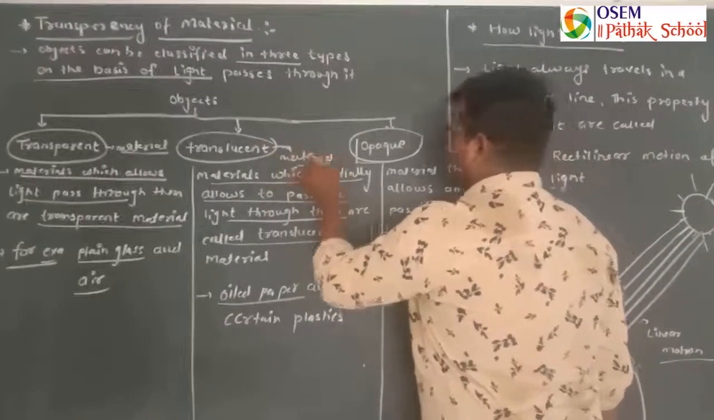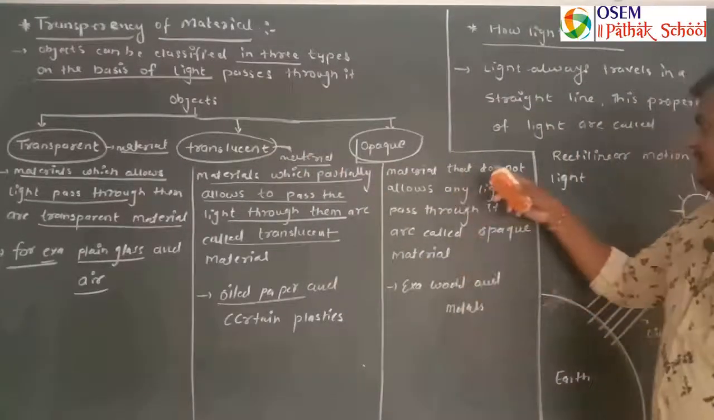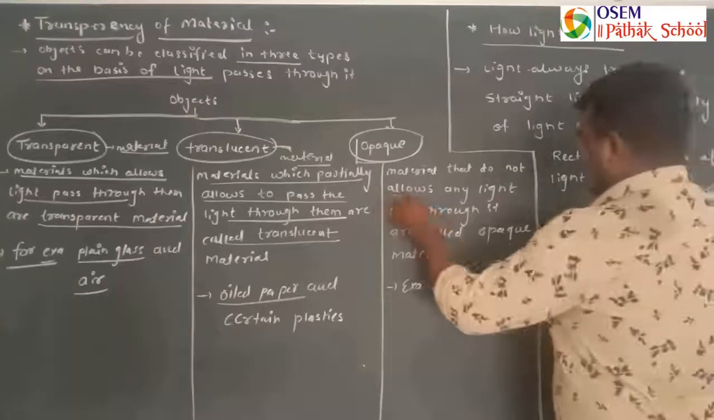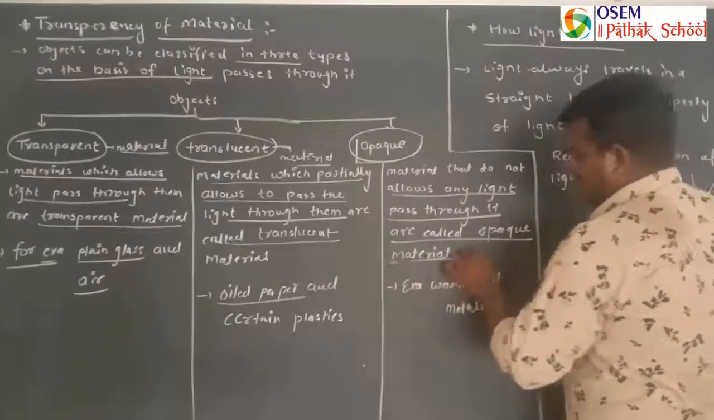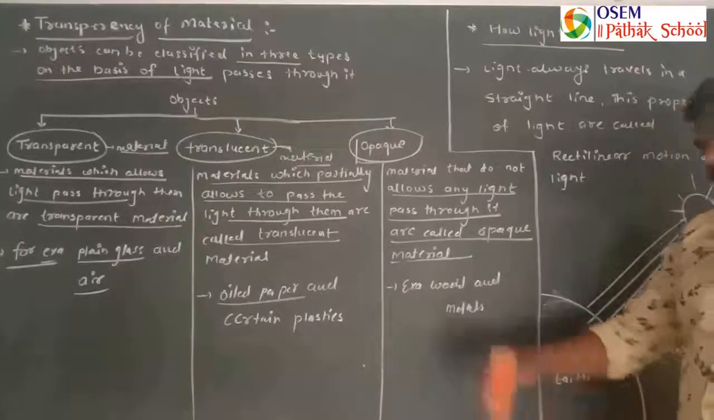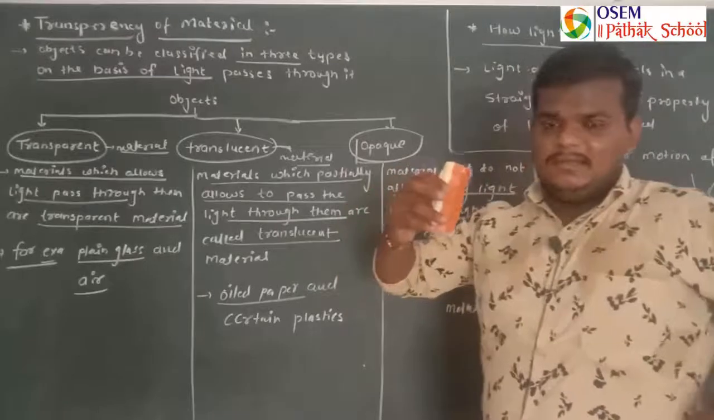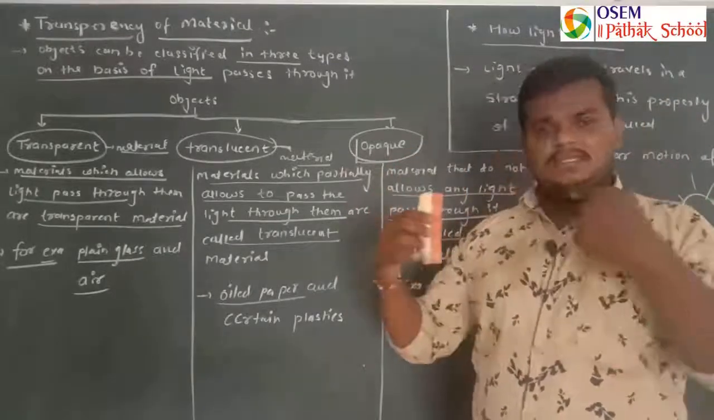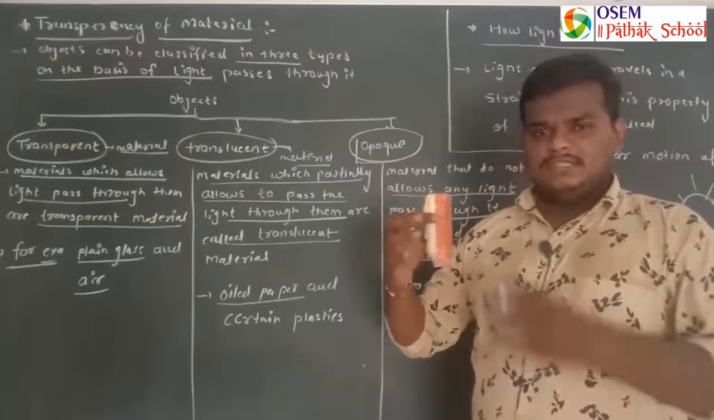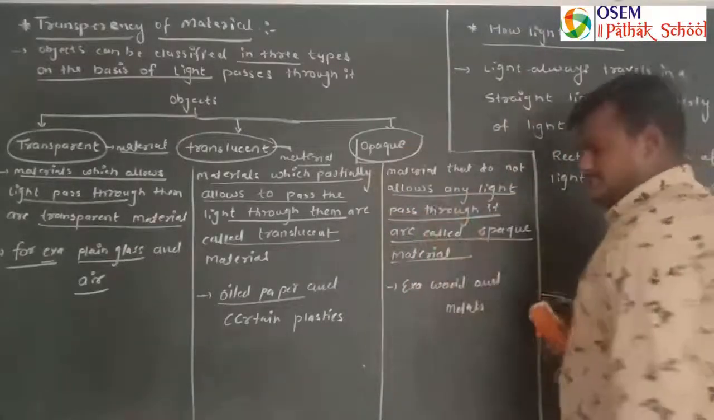And the third type of object is opaque. Material that does not allow any light to pass through it is called opaque material. For example, this is my object. I am passing the light over here, but light does not pass through it. पास ही नहीं हो रही है. So these objects are considered as opaque objects.